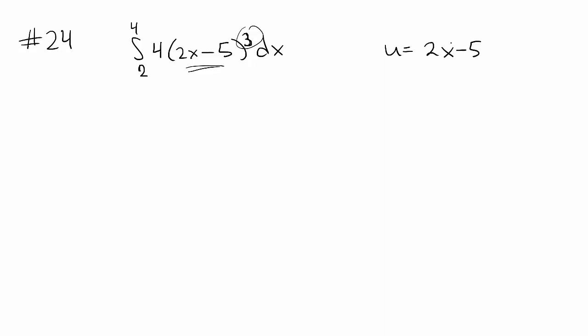All right, for number 24, we have the definite integral going from 2 to 4 of 4 times (2x minus 5) cubed dx. That's a cube. Okay, so since we have a composition function, an inside and outside, and the inside being the 2x minus 5 and the outside being that third power, we're going to use u-substitution. So I'm going to let u be the inside of the composition function, and then du is going to be 2 dx.